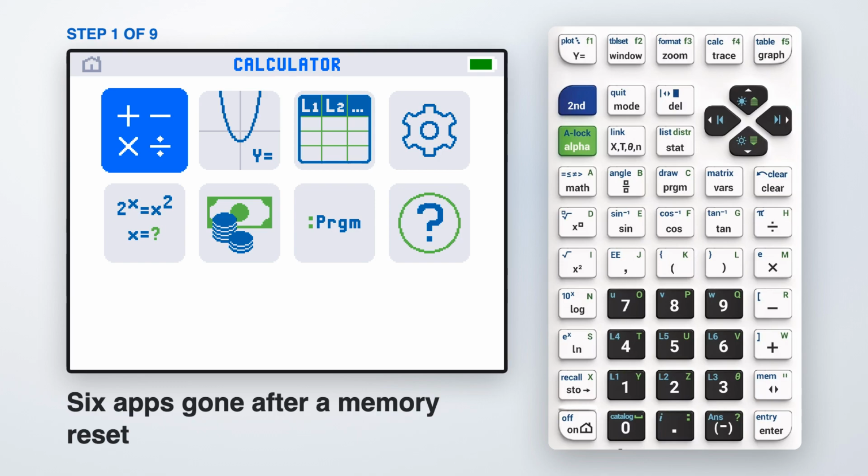A full memory reset takes your TI-84 Evo's built-in apps with it. 6 are gone from this grid, including the polynomial root finder and Python. Reinstalling the operating system brings them all back, and it takes about 2 minutes. All you need is your USB cable and a computer.